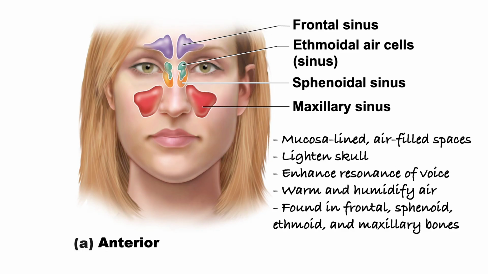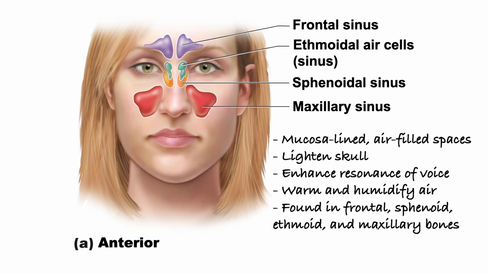So this diagram is basically just to show you where all the sinuses are located. We have the frontal sinuses. If they're congested, you can get a headache from that. We have the ethmoidal sinuses here. We have the sphenoidal sinuses, and the largest one is the maxillary sinus.